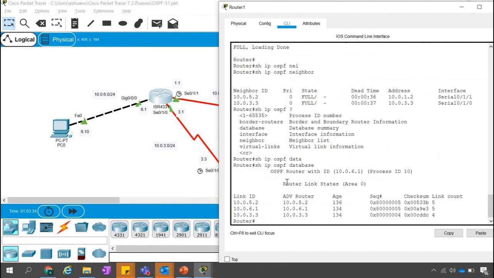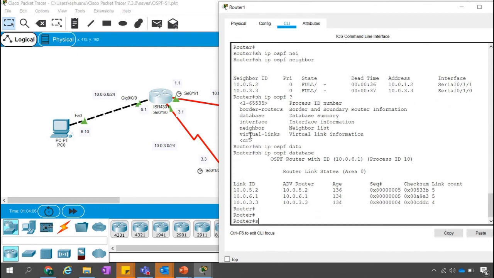On the database, it just shows you how many areas you are connected to. So you see that it is saying area 0 we are having, and that is saying in the router link states, right? And we are having 3 link IDs connected to this one. The first link ID is 10.0.5.2, another is 10.0.6.1, and the next one is 10.0.3.3. Clear? That's perfect.